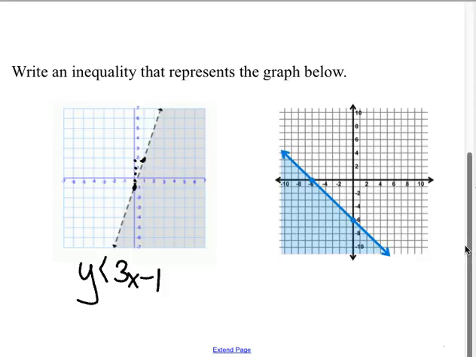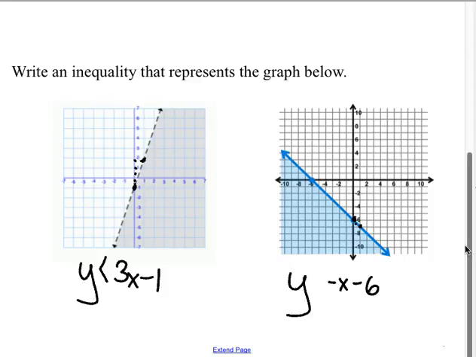Now what about this next one? So again, first, let's identify 2 points on the graph. Now here, I see 2 points right there. So for this one, I'm seeing down 1 over 1. So I'm seeing a slope of -1. And my y-intercept looks like it's down at -6.